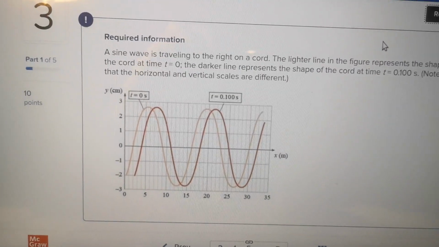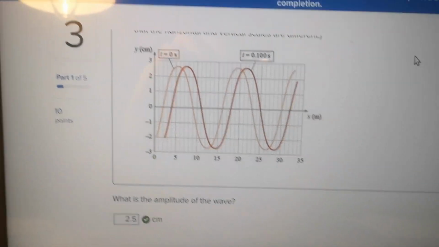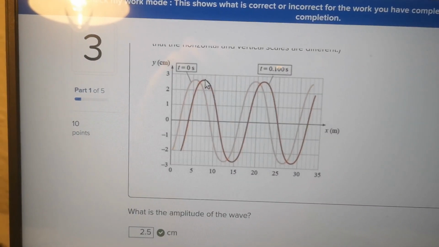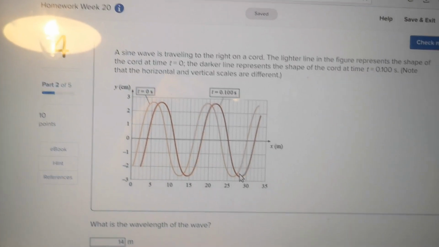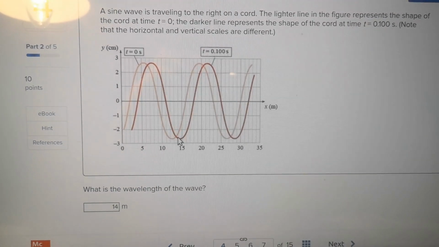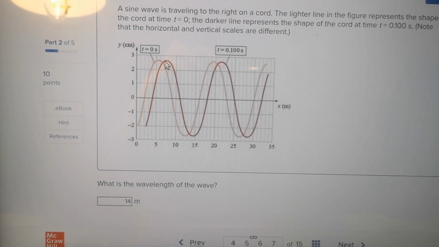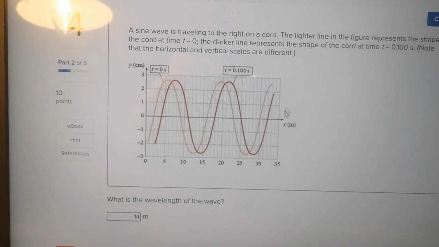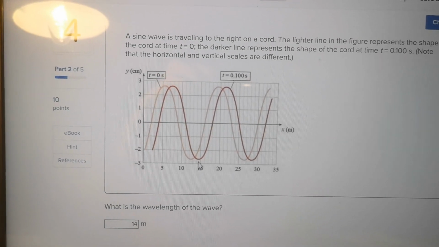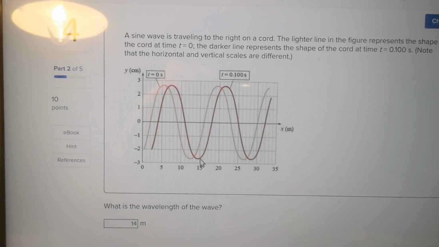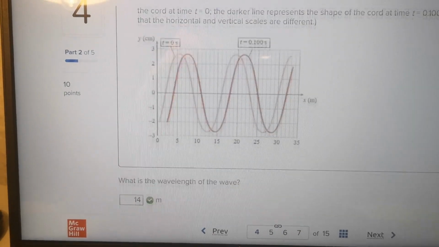Question 3 is fairly straightforward. You just look at the graph, and the amplitude of the wave is 2.5. Simply, that's it. For question 4, you simply just measure the wavelength. You can start here and there, go there and there. But simply enough, you just measure the wavelength, which I just measured. I counted each little segment individually, and I got 14 meters, which is the answer.